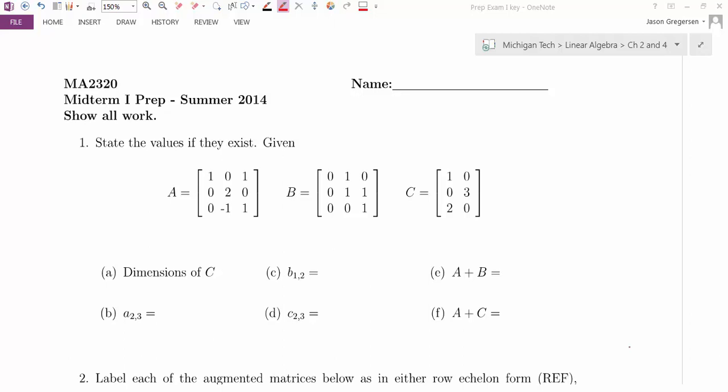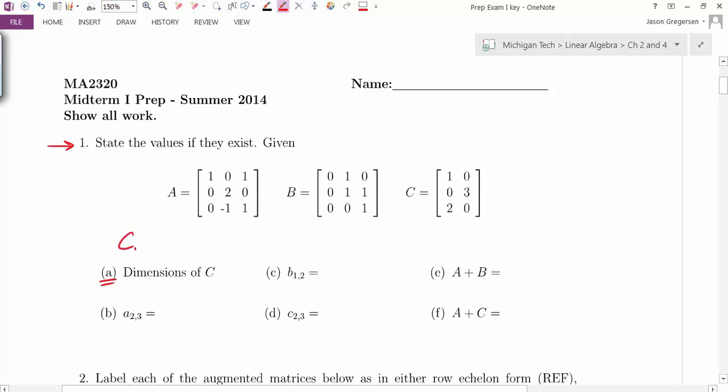In this video, we're going to create a key for the first practice exam for exam 1. So we'll start off with question number 1. It says state the values if they exist given the following matrices. And part A says find the dimensions of C.